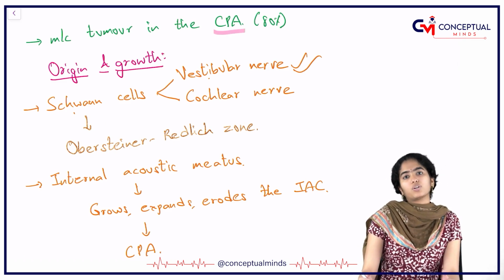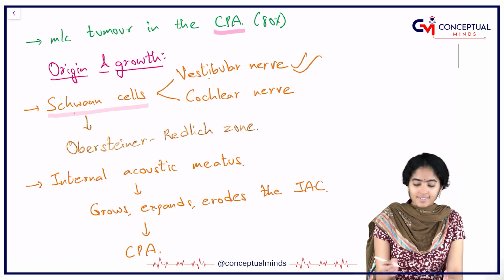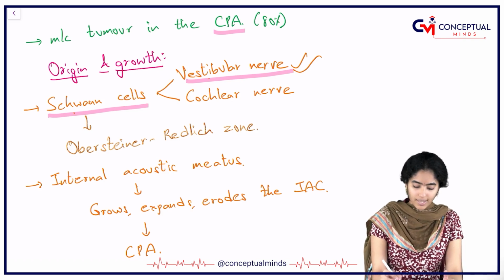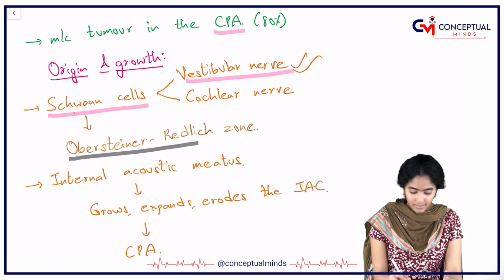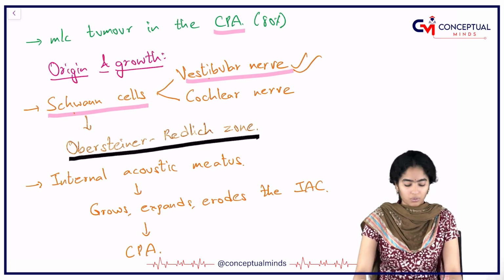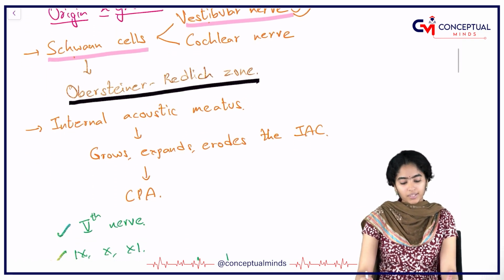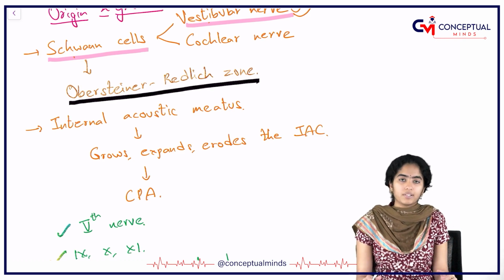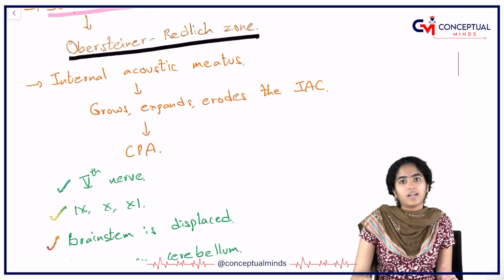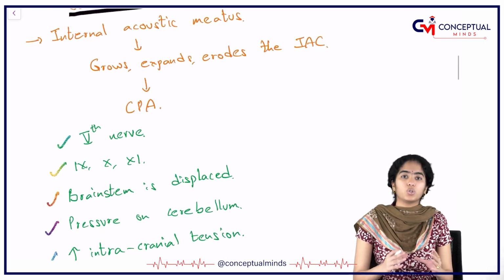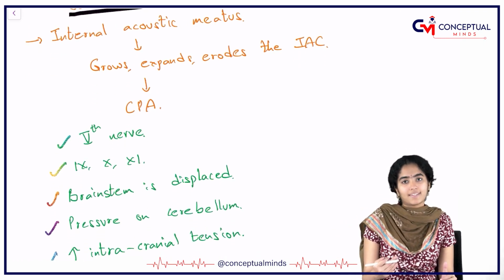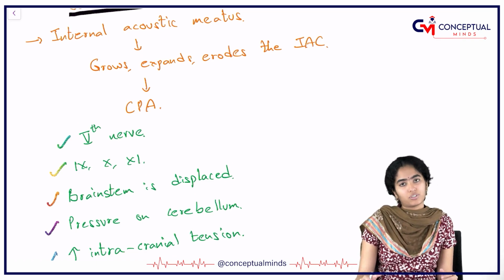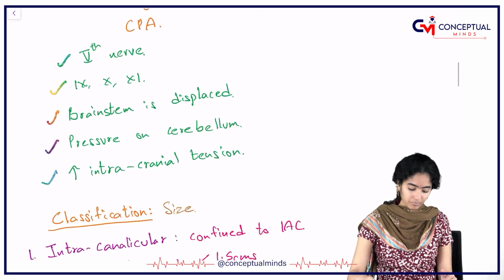Coming to its origin and growth, it originates from Schwann cells, mostly from the vestibular nerve and from a zone called the Obersteiner-Redlich zone. From the internal acoustic meatus, it grows, expands and erodes the meatus to come into the cerebellopontine angle, and from there it further grows and displaces the brainstem, and then it goes into the cerebellum and finally increases the intracranial tension, that is the terminal stage.